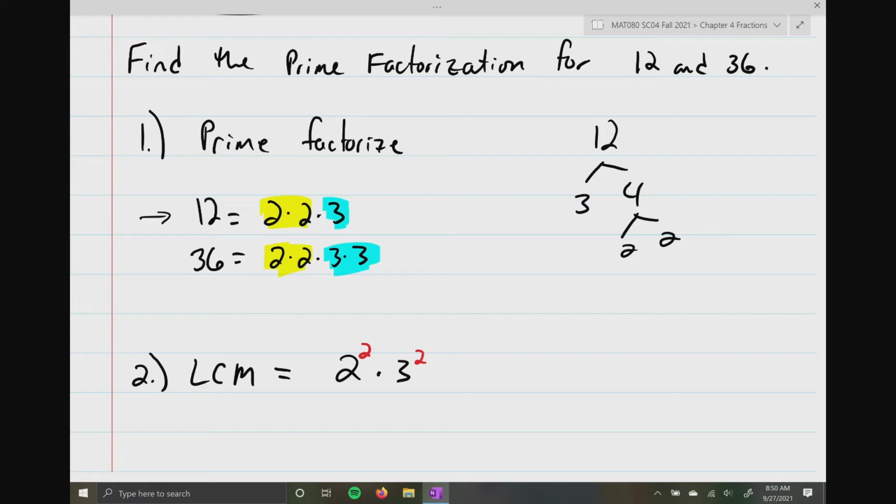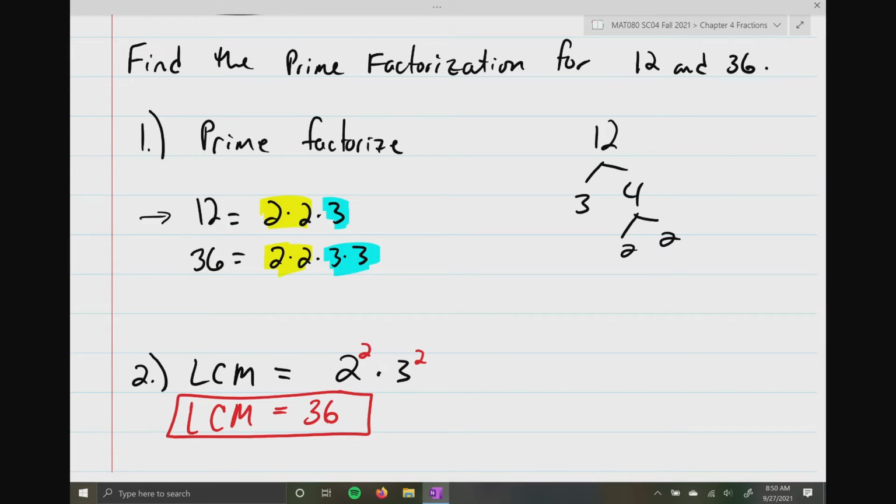So now we can go ahead and simplify this. The LCM is going to equal, well, 2 to the second is 4. 3 to the second is 9. And 4 times 9 is 36. Does that make sense, everyone?